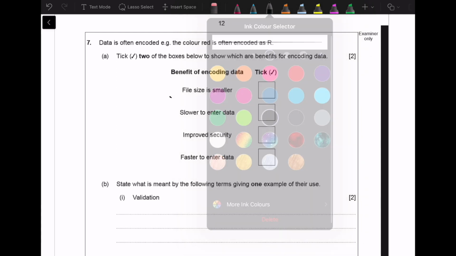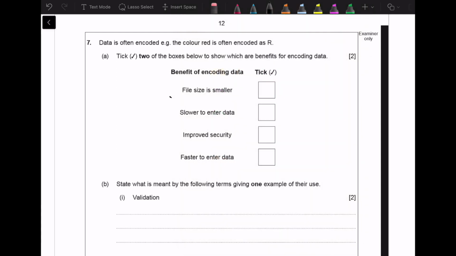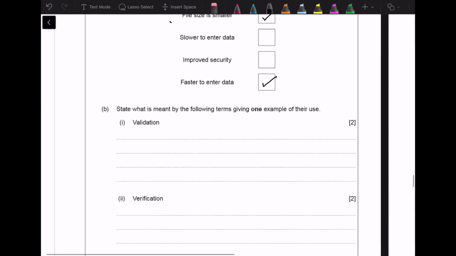So the benefits of encoding data: file size is smaller. Well, yep, if we're only using R instead of the full word, it's going to be smaller. Is it slower to enter? Well, no, it's going to be much quicker. Is it improved security? Not really. And is it faster to enter data? It is.